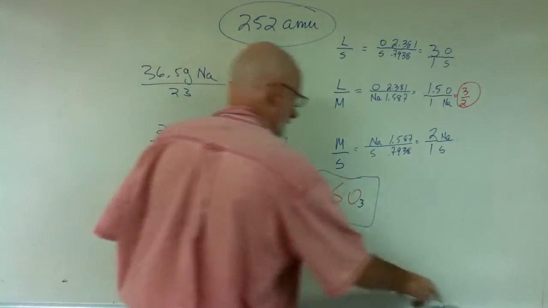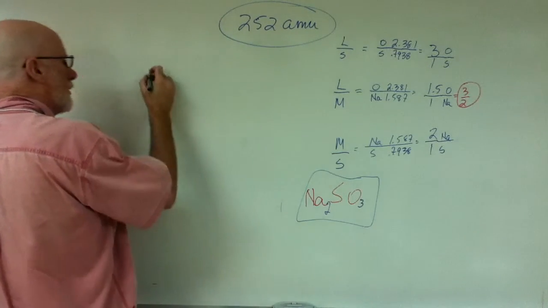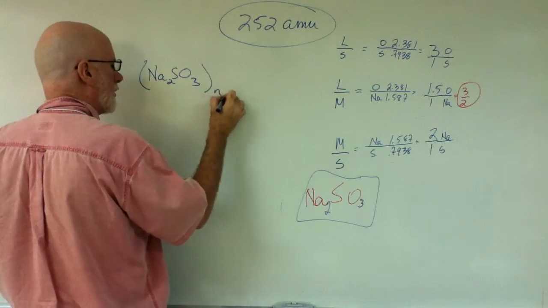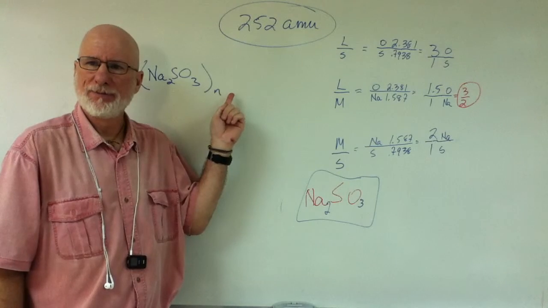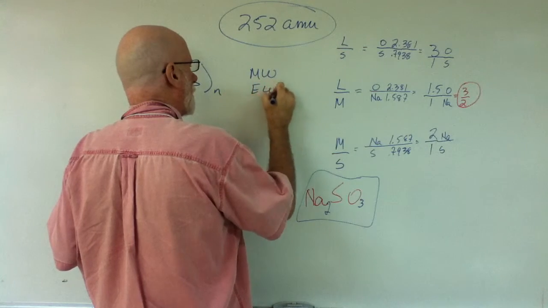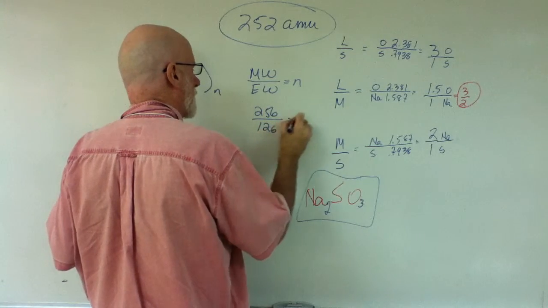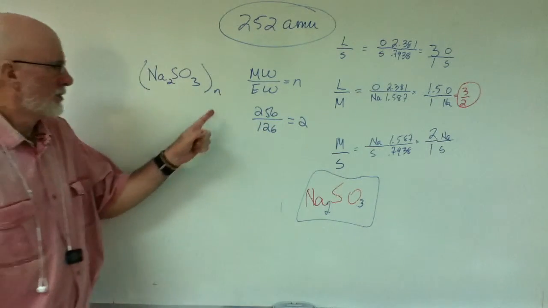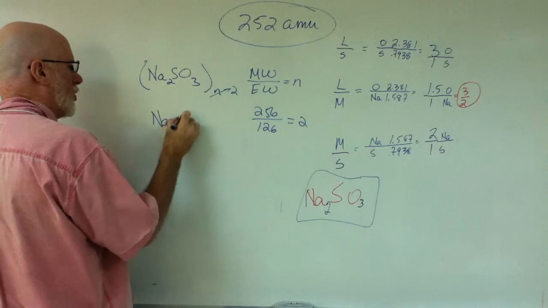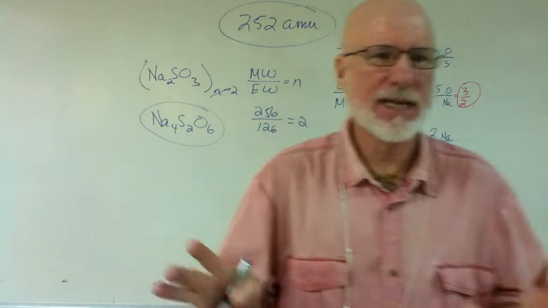That's the empirical formula. But you'd say, okay, right. Can I erase some of this now? You'd say, where n represents a multiple. And that multiple is molecular weight over empirical weight equals n. So 256 divided by 126 equals 2. So the multiple is 2. So that means Na4S2O6. Correct?